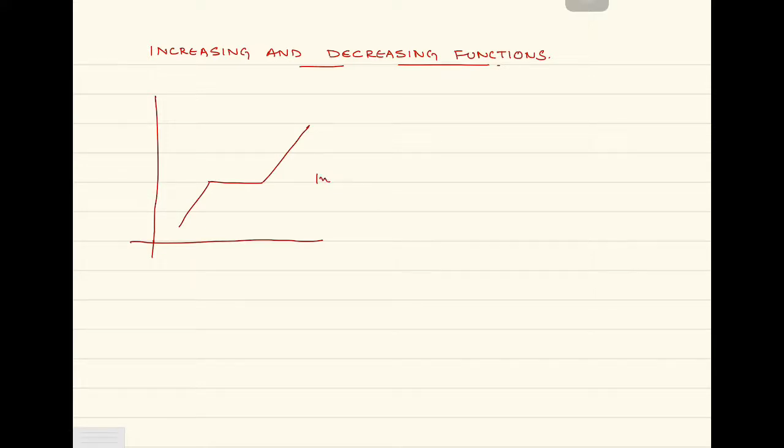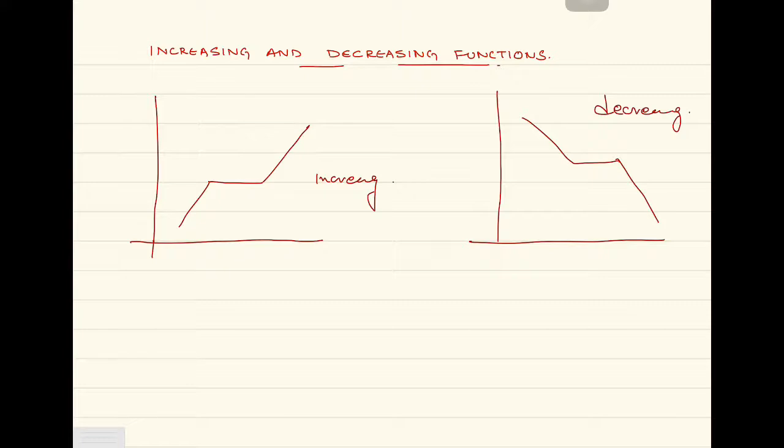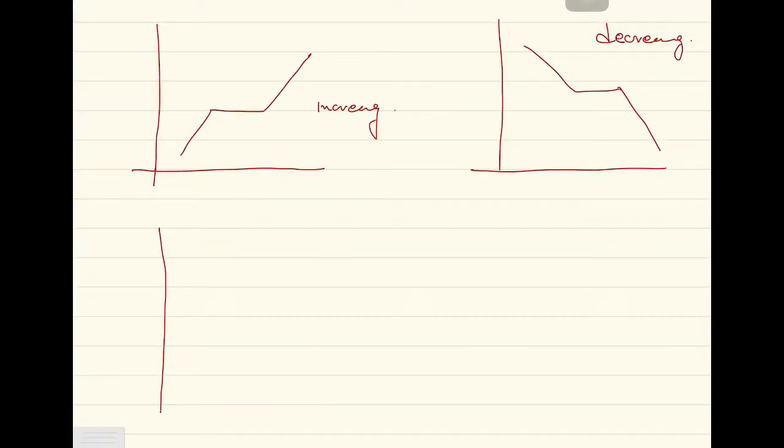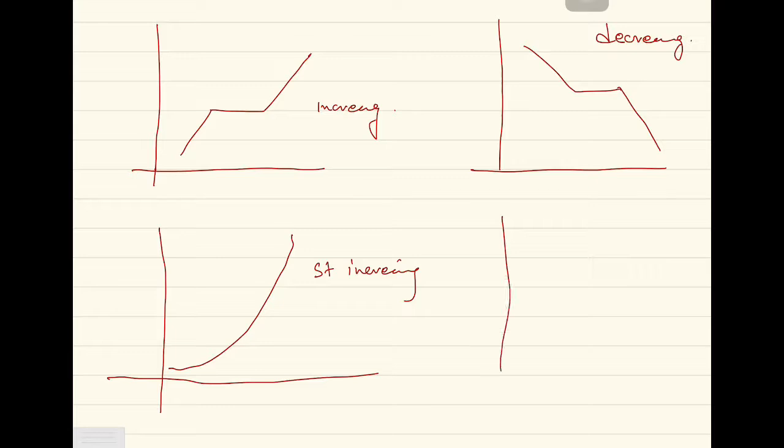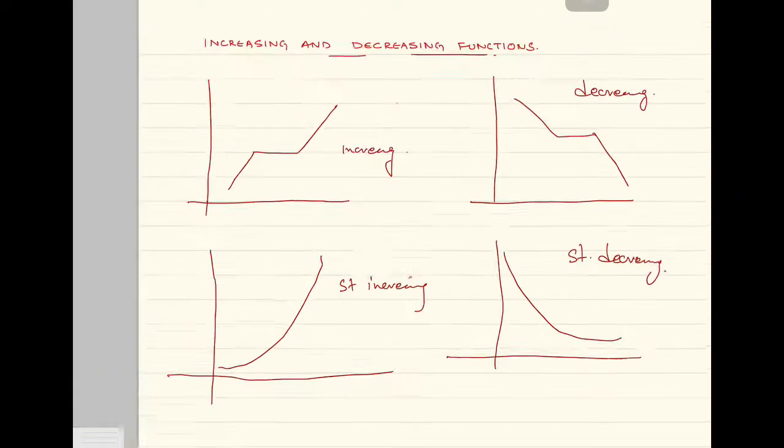Increasing. Okay, so similarly, what would be a decreasing graph? Very simple. A decreasing graph would be like this. This is a decreasing graph. Okay, got it, everyone? Whereas if you see this graph here, then it will be strictly increasing, whereas the fourth one, suppose let me say like this, then this is strictly decreasing. Got it, everyone? Yes. Okay, now what is the difference?